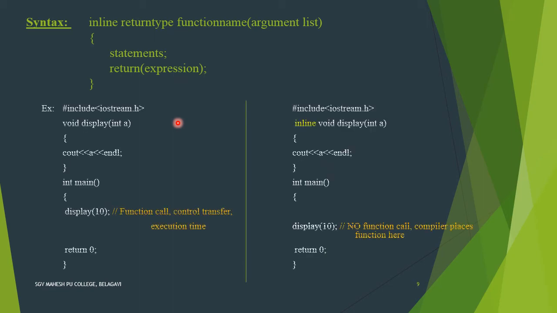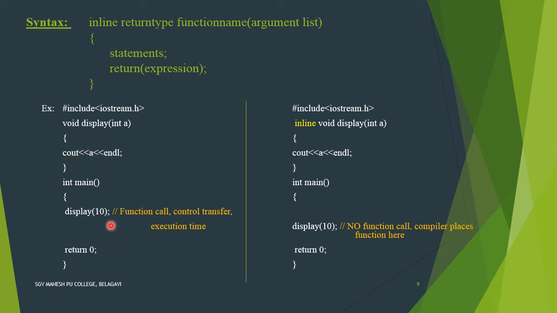Let's see a small difference between a program of inline function and normal function. Now you can see that there are two programs which are almost similar, but there is a small difference. If you look at this example, I have written a display function and printing the value of a. In my main program, I am displaying the value 10. That means I am passing this 10 as an argument. It goes here, displays the value of a.